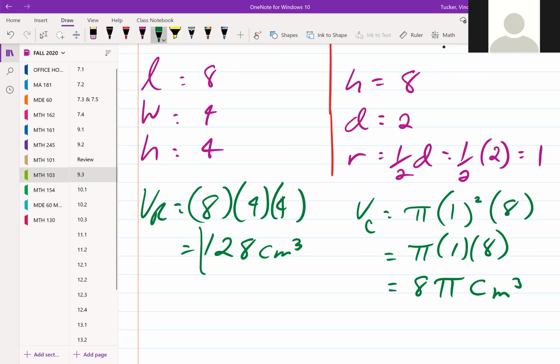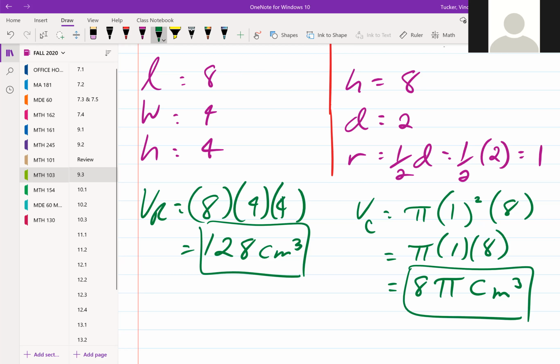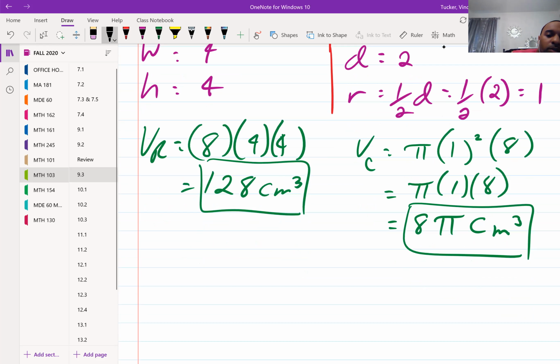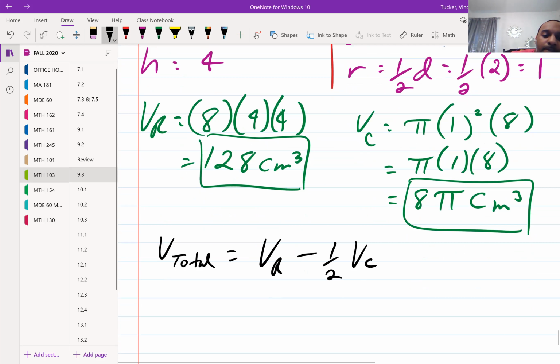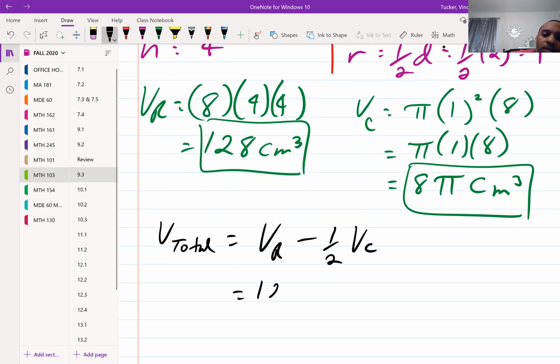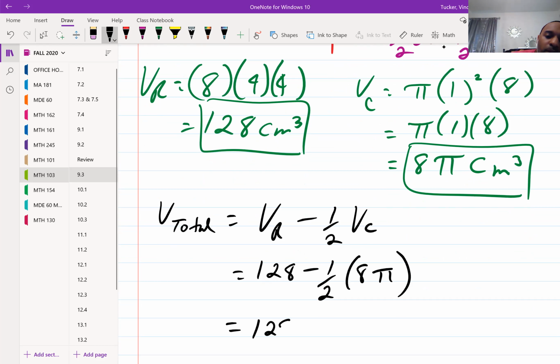So we'll take both of these pieces. And then, like I said, going back to trying to get to this final answer of the total volume, we're going to do the volume of the rectangular, cubic rectangular, I know there's a better word for that, anyway, minus 1/2 of the volume of the cylinder. So that's 128 minus 1/2 of 8 pi. 128 minus 4 pi. Now let me go back and see how they want the answer. It said round to the nearest unit.